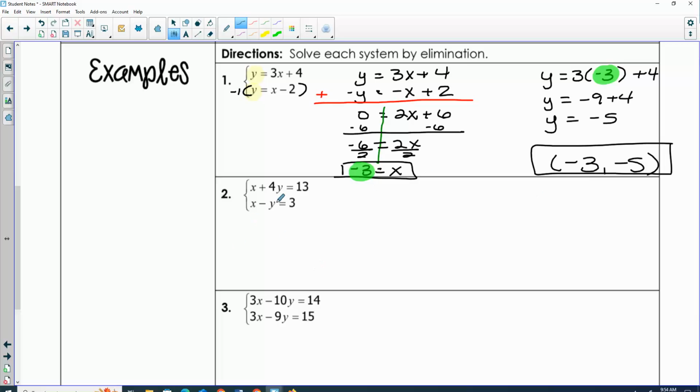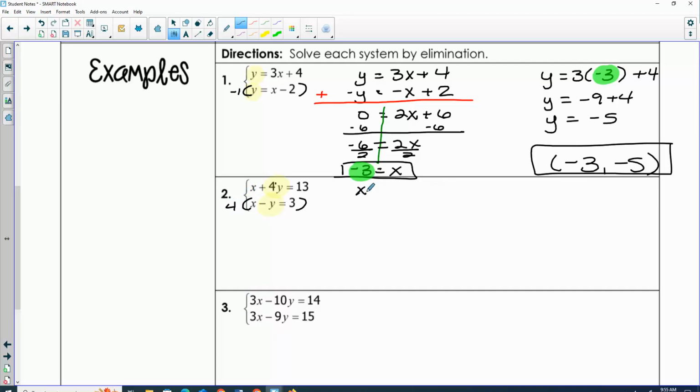If I want to cancel out my y, I need their coefficients to be opposites. So this one is a 4y. If I want this one to cancel it, it would have to be a negative 4, right? Positive 4 and negative 4 cancel each other. So what would I have to take my second equation times? Just a 4, wouldn't you? You want to cancel the y's.